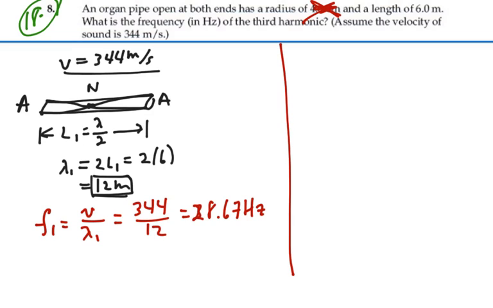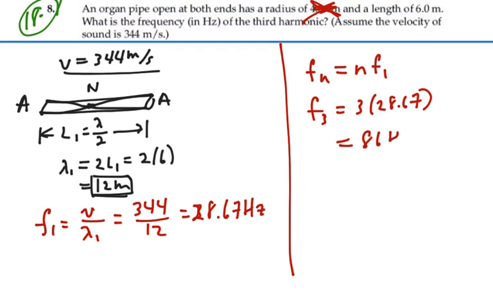That's our fundamental frequency. And for an open-end pipe, our harmonics are going to equal n times our fundamental frequency. So our third harmonic will equal 3 times our fundamental frequency of 28.67, and that will give us a frequency of 86. So 86 hertz is the frequency of our third harmonic.